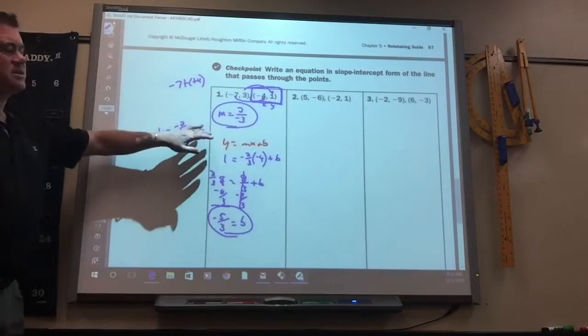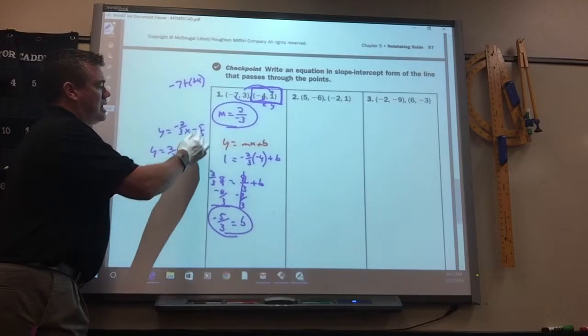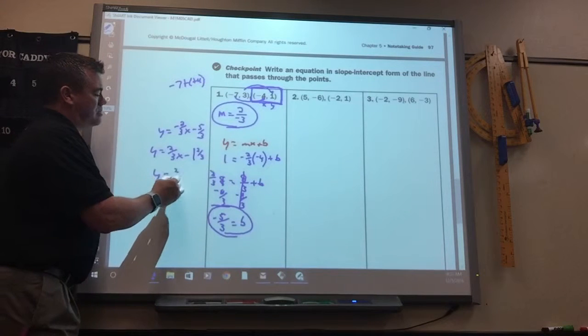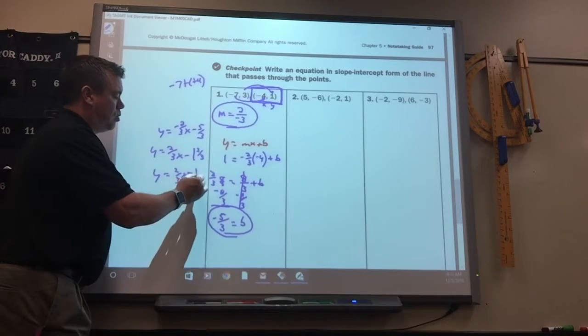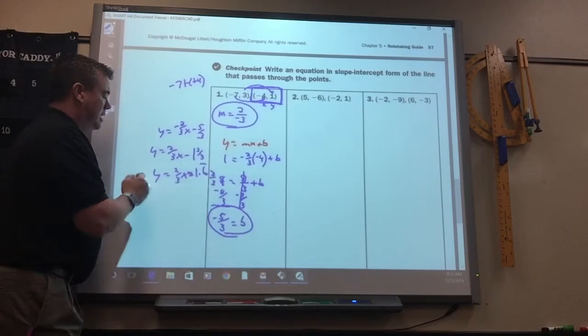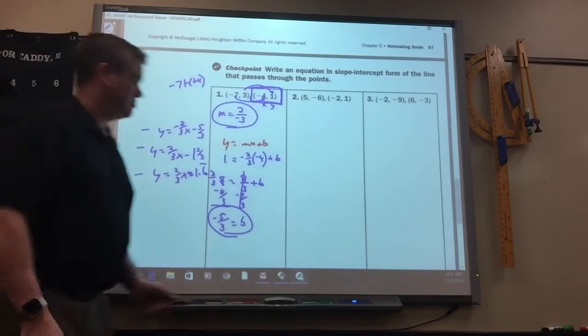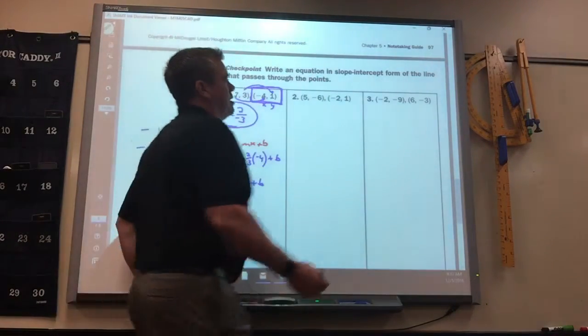This can be written as a mixed number. That would be negative 1 2/3. Or you could have a decimal. That's negative 1.6 repeating. Any one of these is correct. They're all the same thing. Okay, let's do one more.